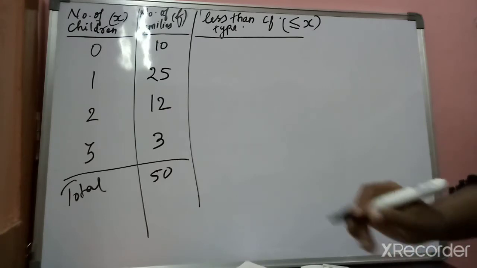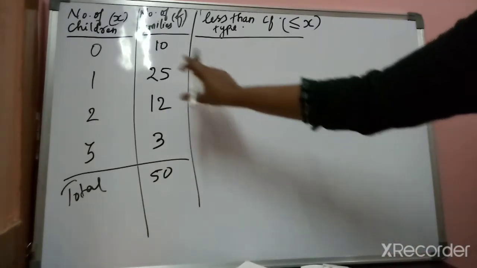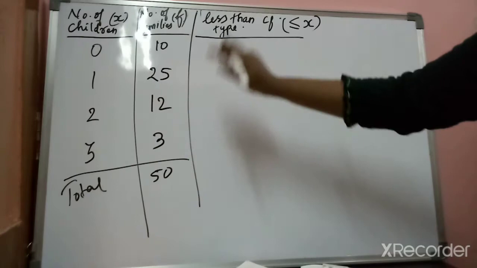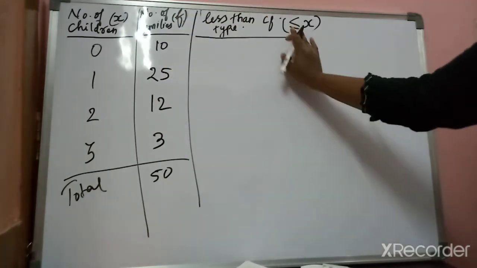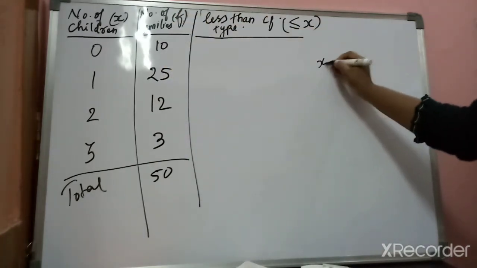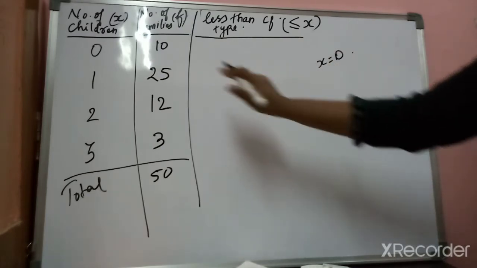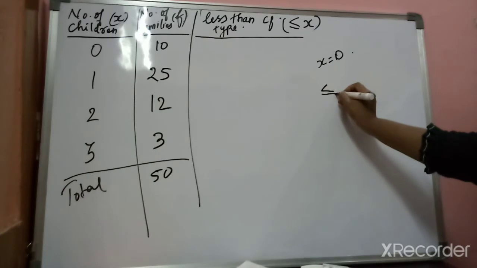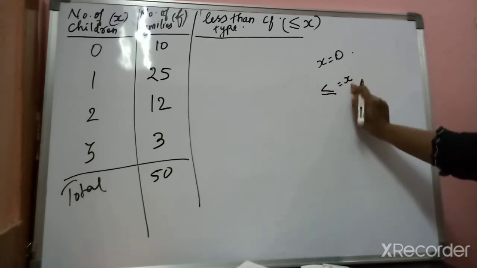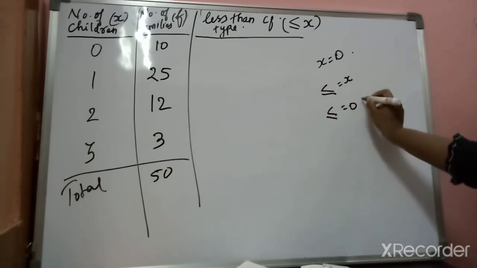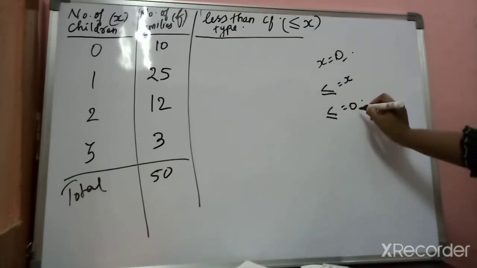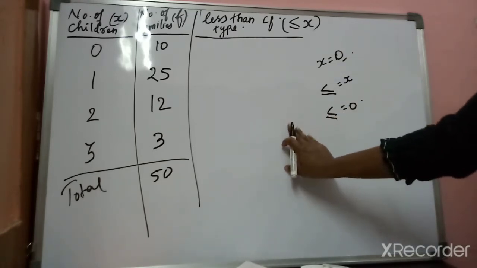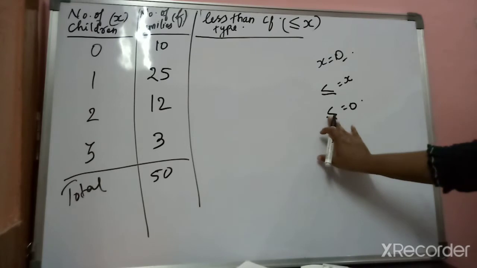Clear? Now for the first variable 0, so less than or equal to x, your x is equal to 0. So what it is saying, less than or equal to your x, and your x is 0. Clear? So x is 0. So less than 0, are there any families? No. Or equal to 0.